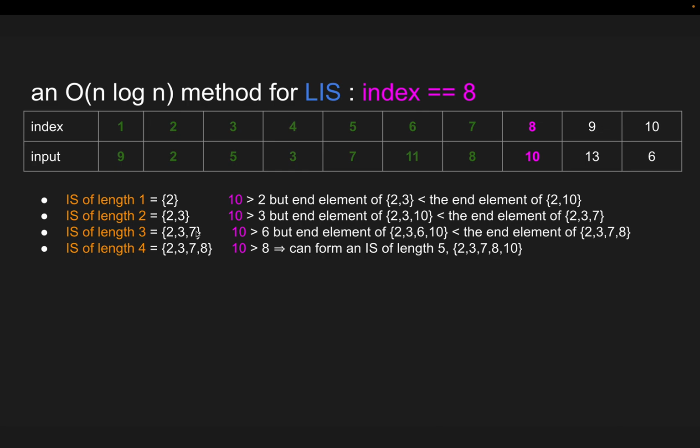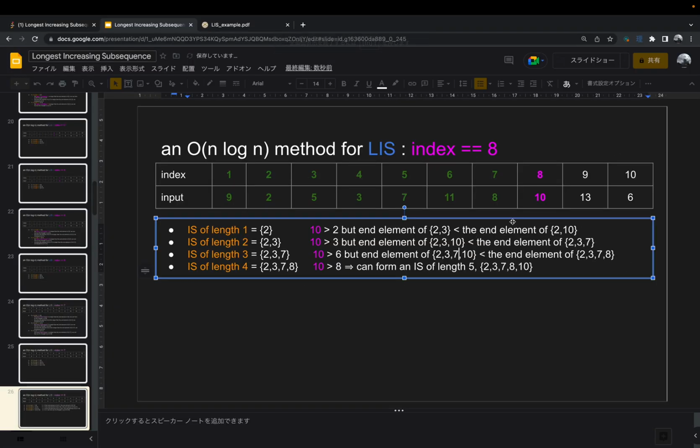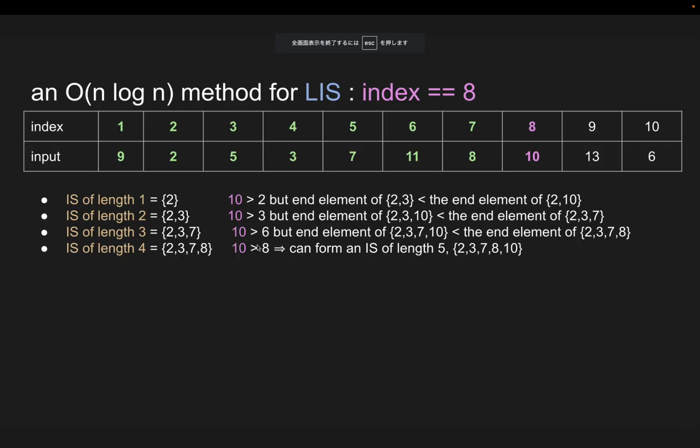And 2 3 7 10 is, of course, an increasing subsequence, but it is not the smallest one. The smallest one is 2 3 7 8. So we drop it, and lastly, 2 3 7 8 plus 10 is 2 3 7 8 10. Of course, it is a newly formed increasing subsequence of length 5.